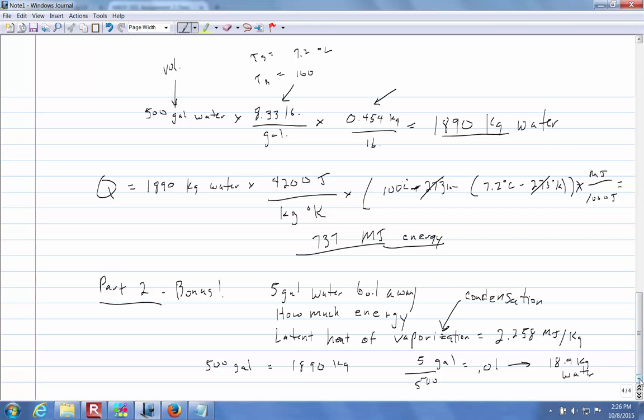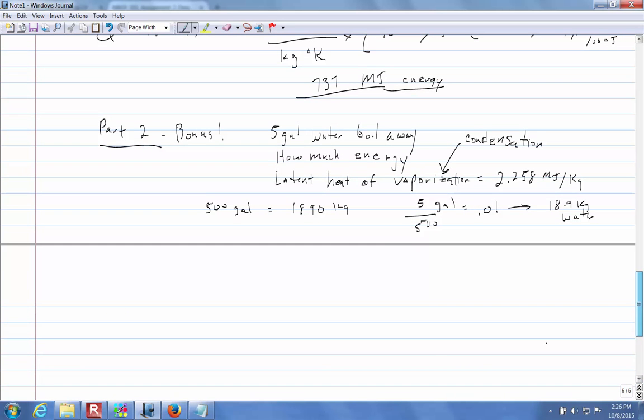Maybe I better do that differently. Let's do it as a better look here. So 1890 kilograms is the same as 500 gallons. We want to know what 5 gallons is. There it is, equals 18.9 kilograms. That's a better way to present it. Well, we got it. Now we know the mass.